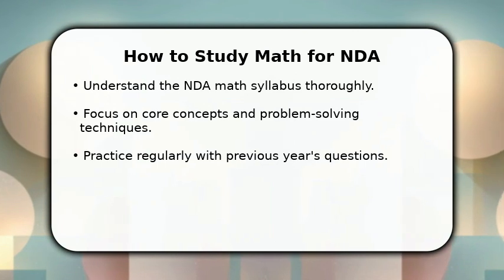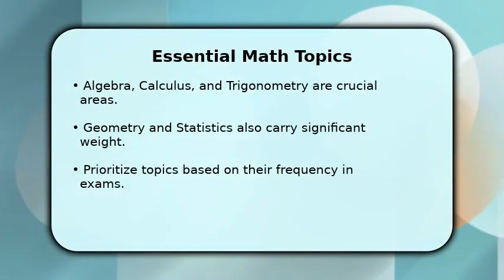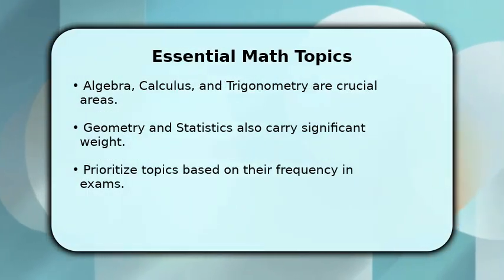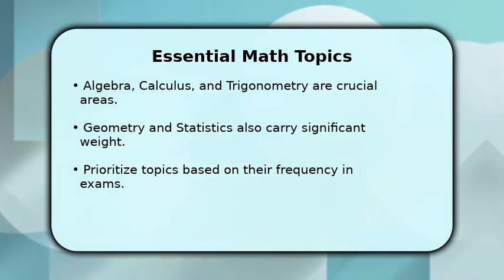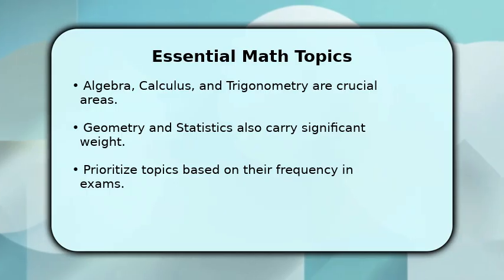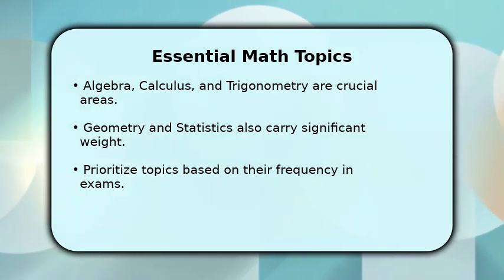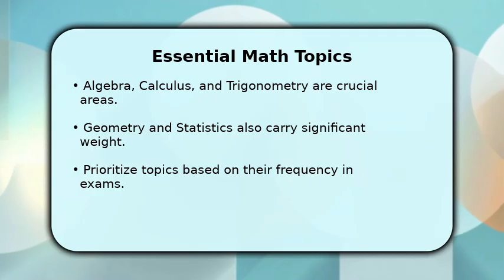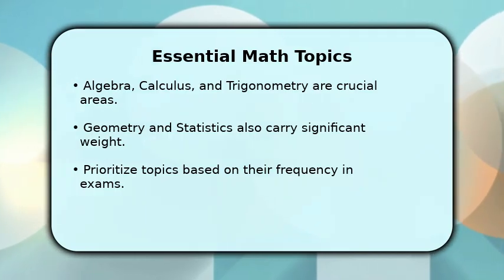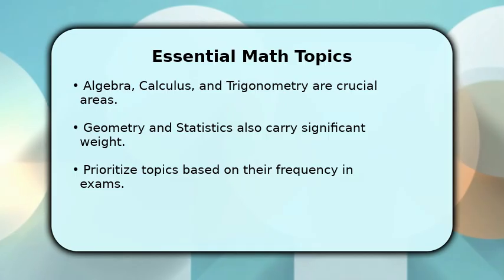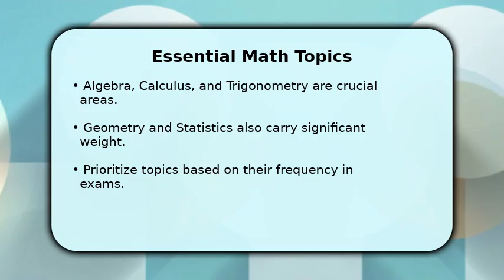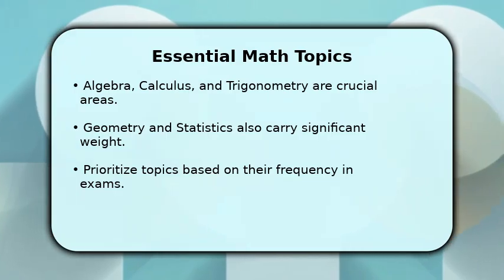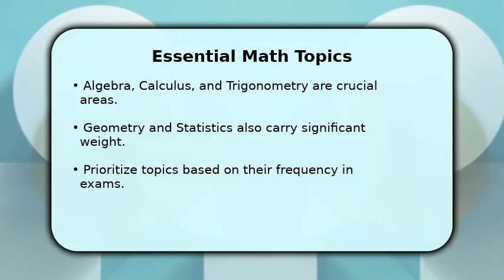Let's dive into the details. The NDA math syllabus is extensive, covering over 10 core topics. Key areas include algebra, calculus, and trigonometry, which frequently appear in the exam. Additionally, analytical geometry, matrices and determinants, vector algebra, and statistics and probability are also very important. Prioritize your study based on the weightage and frequency of these topics in past exams to maximize your preparation efficiency.